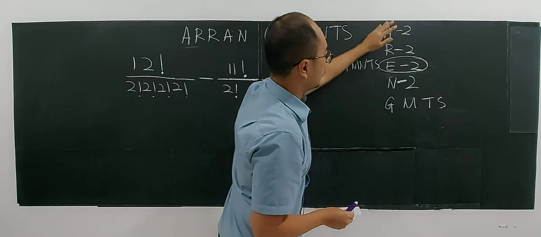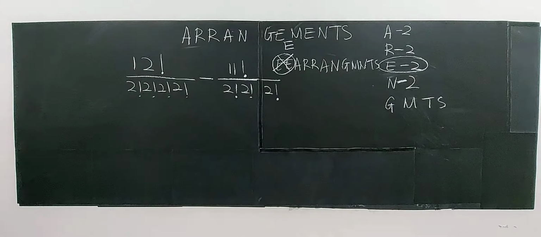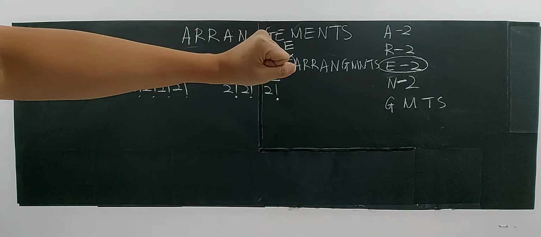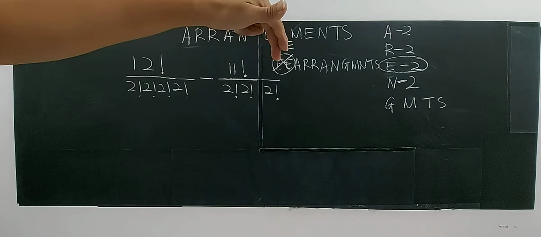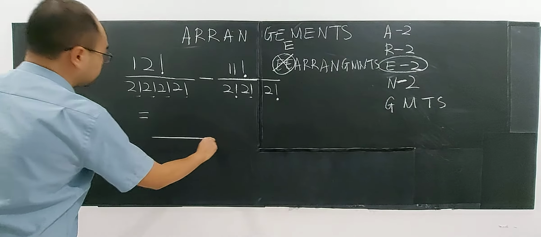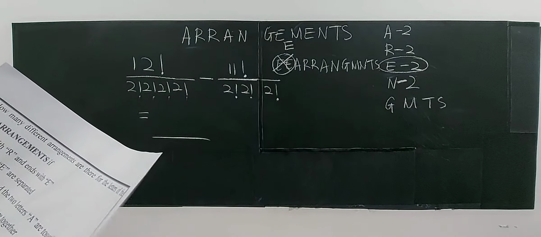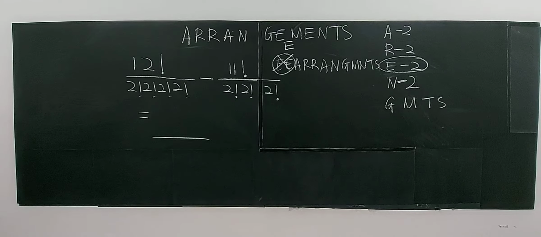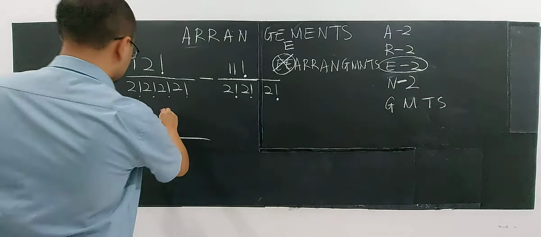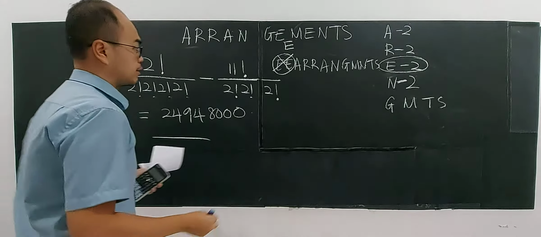So I just need to divide by 2 factorial for the R's and 2 factorial for the A's, and I don't need to divide by 2 factorial for the letter E, because they are already fixed, already together. And these two are identical. With this calculation, you will get the number of ways the two letters E are together. The result is 2,494,800,000.